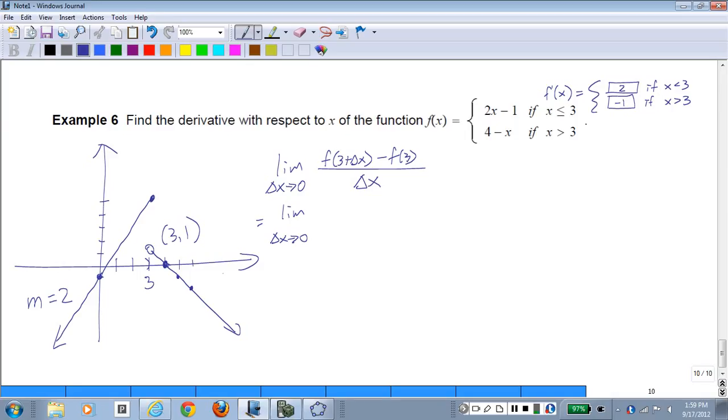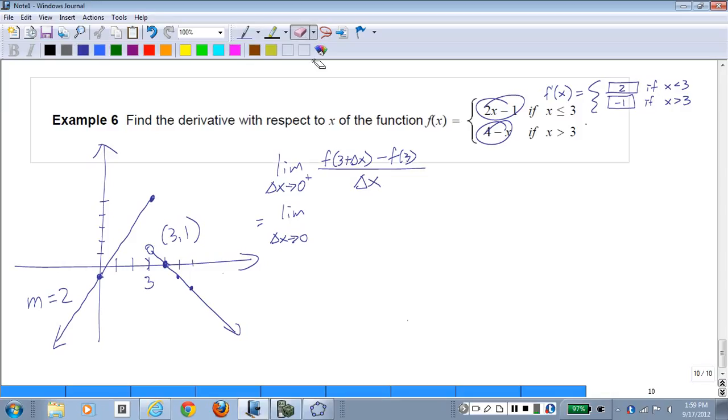And the answer is this. It depends. If delta x is positive, then 3 plus delta x is greater than 3, so we use this rule. On the other hand, if delta x is negative, then 3 plus delta x is less than 3, so we have to use that rule. So we've got to break it apart into two cases. If we're going to simplify this, we have to think, okay, is it approaching from the right or from the left? So let's say it's approaching from the right.